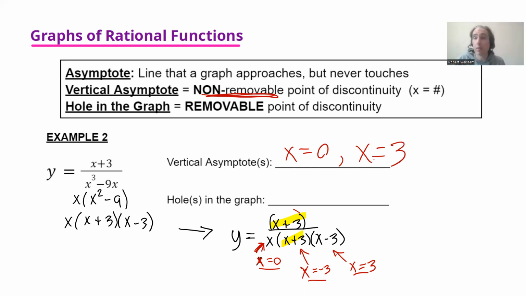Those are your vertical asymptotes. Straight, imaginary lines that the graph tries to avoid at all cost. The hole in the graph is the removable one. So the removable one is your hole in the graph. That's just going to be x equals -3.